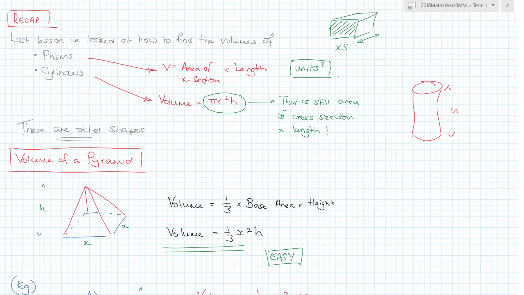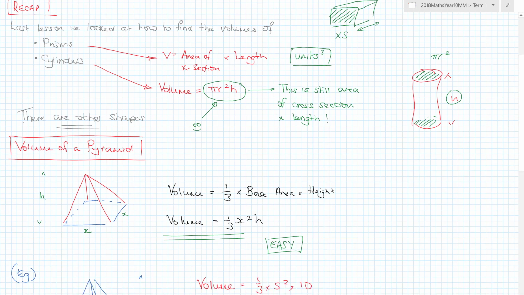And for cylinders, we came up that the volume was pi r squared h. How do we know that? It's still the same area of cross-section times length. If we remember, what is the area of cross-section of a cylinder? Well, we have a circle on the top. We have a circle on the bottom. So the area on the top is pi r squared, and we would multiply it by how far it is between those two circles, which in this case is h. So my formula comes to be pi r squared h. That's really, really important.